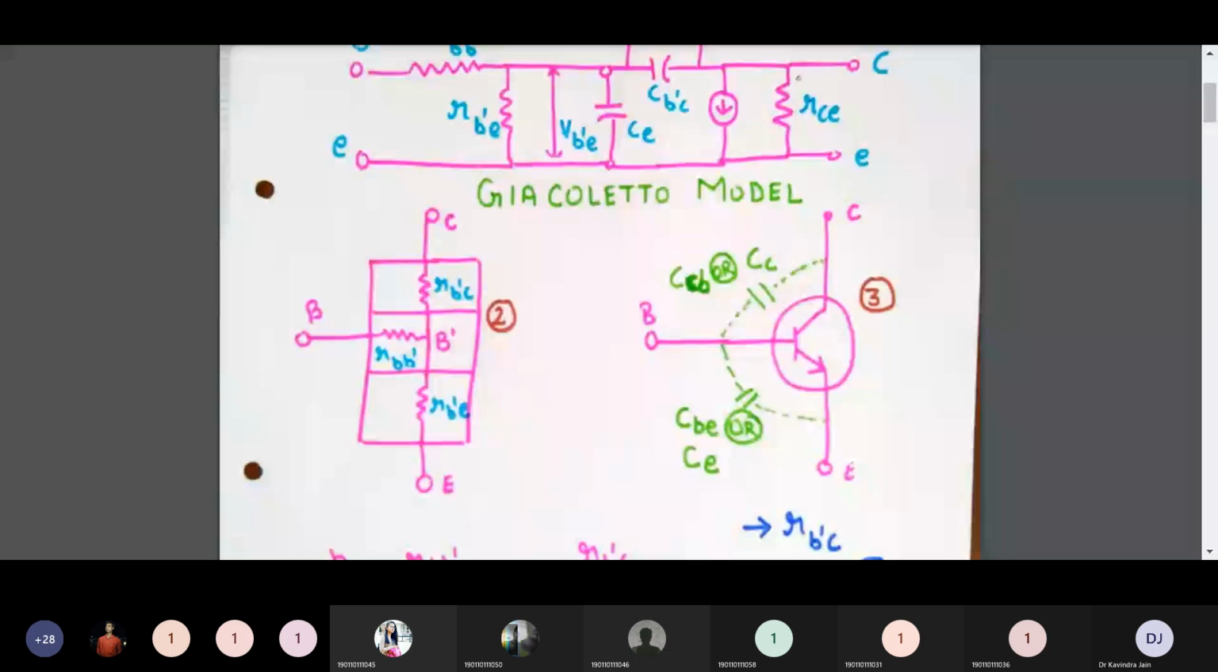When a PN junction diode is forward biased, I repeat, when a PN junction diode is forward biased, a capacitive effect is established, which is known as diffusion capacitance.